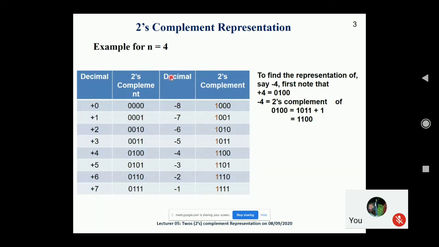But remember one thing, when we apply the two's complement, what happens?